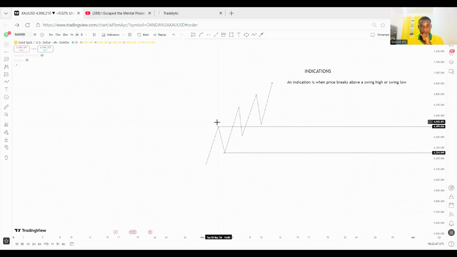In this case, we've had price break above this swing high level, right? This is where we had sellers that push price down to give us a lower high, a lower low, sorry, right? So the moment price breaks above this previous level of sellers, price is trying to tell us that it wants to go bullish, right? That's why it's called an indication.